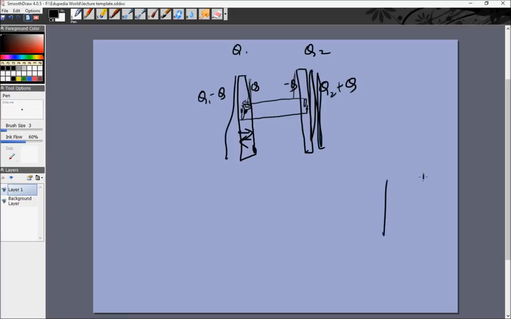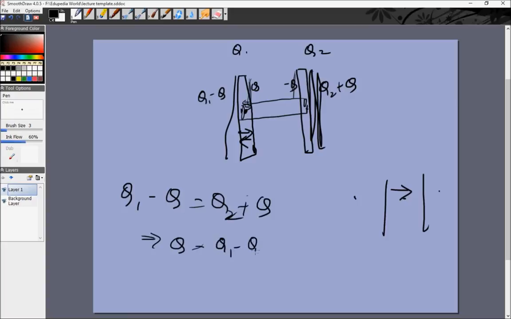Right? If two plates have equal charges, then the electric field between them is 0. Right? So if they have equal and opposite charges, then there is an electric field between them, and the electric field outside them is 0. So the equation we get is Q1 minus Q is equal to Q2 plus Q, or Q is equal to (Q1 minus Q2) by 2. We assume that Q1 is greater than Q2. If not, this would be the negatively charged plate. But ultimately, Q is equal to (Q1 minus Q2) by 2, and Q1 minus Q will be (Q1 plus Q2) by 2.